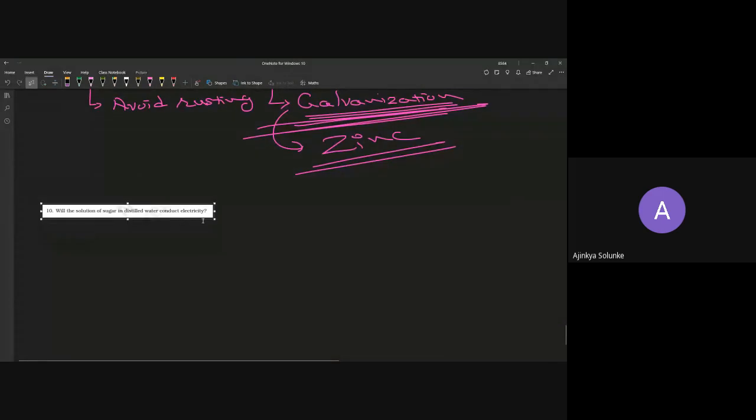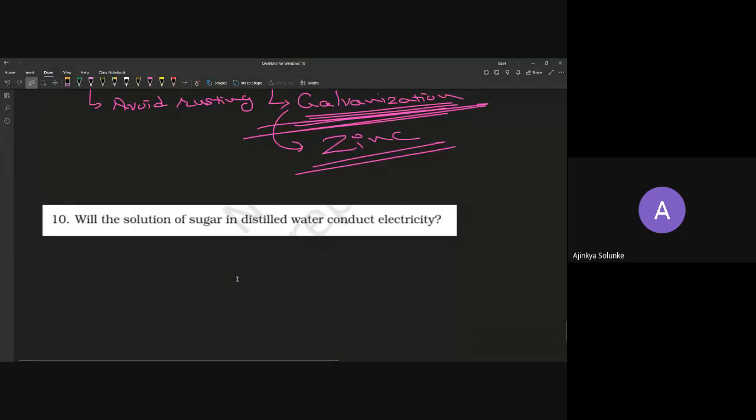A question for you. Will the solution of sugar in distilled water conduct electricity? Obviously not. This we already know. Correct. That is true.